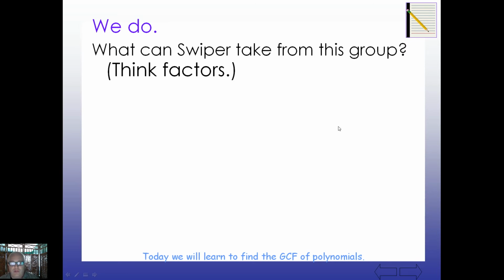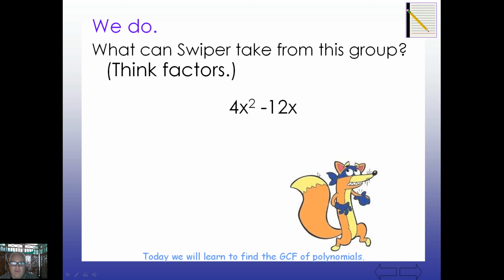All right, let's do this one together. Go ahead and add this one into your notes. What can we take from this group? 4x squared minus 12x. Well, look at the coefficients there, 4 and negative 12. Do you see they have a common factor of 4? And what else do both of these pieces have in common? Well, it looks like they have an x there as well.